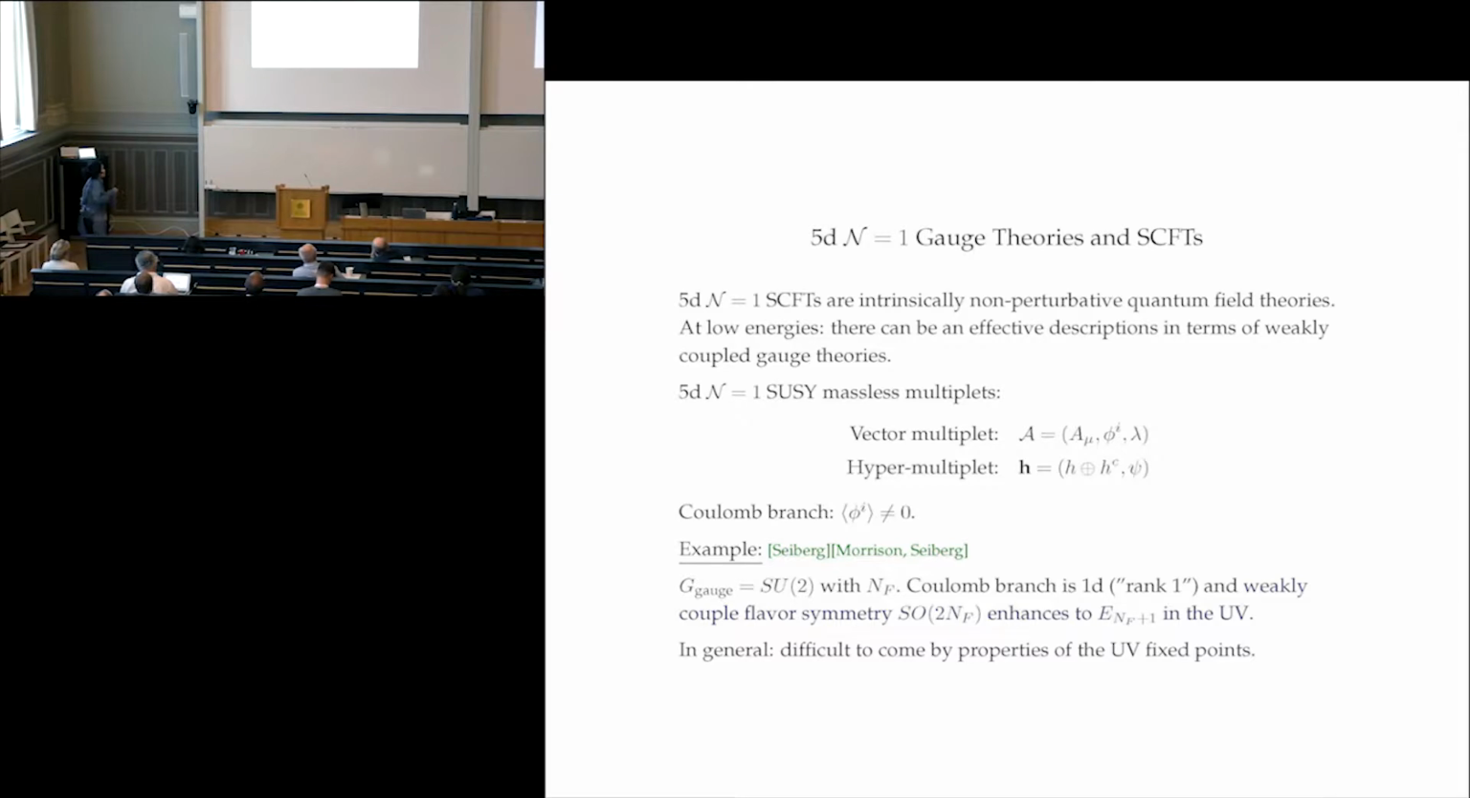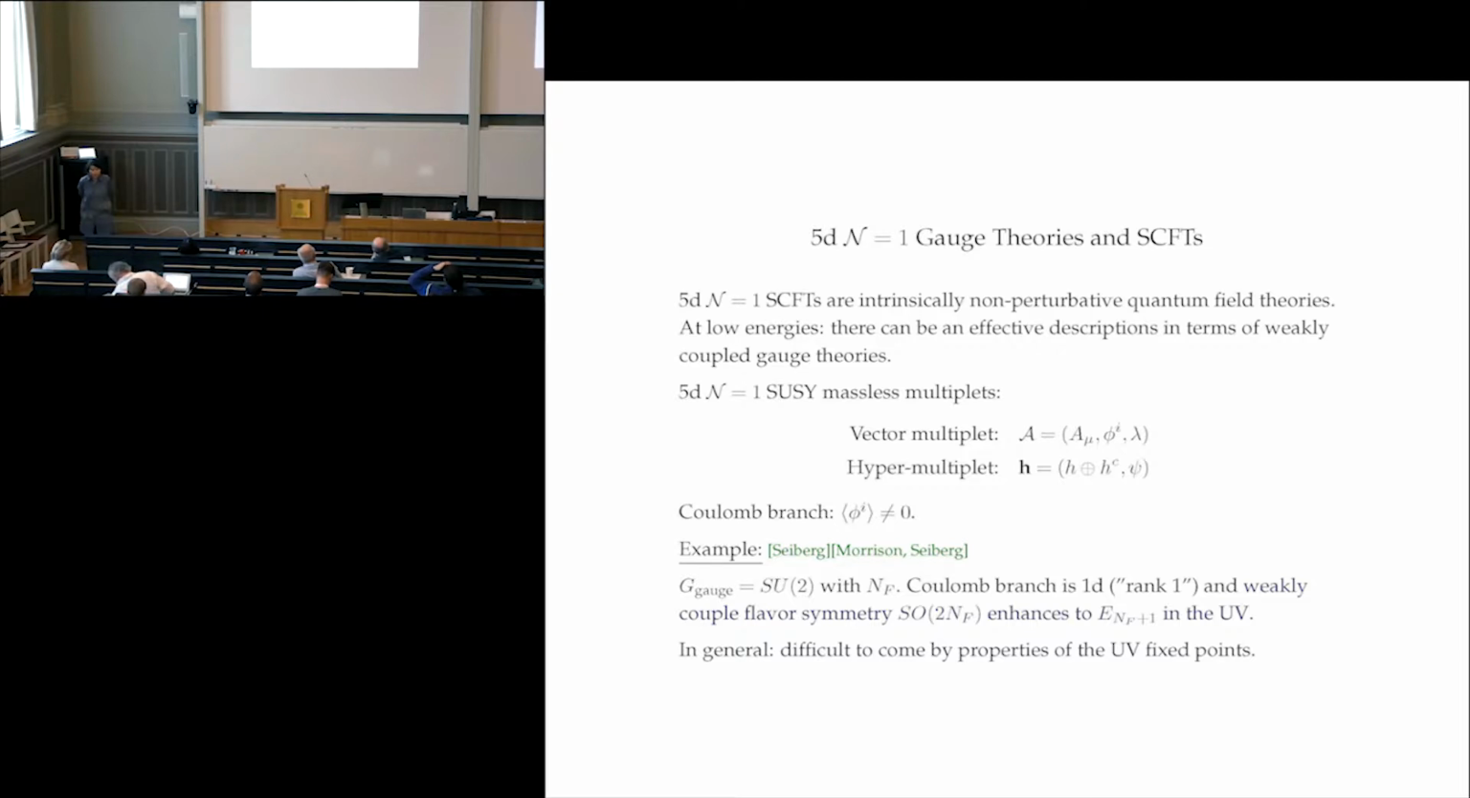In N=1 supersymmetry language, there are two important multiplets, the vector multiplet and the hypermultiplets, in some representation of the gauge group. And the parameter space that will be of interest for us is parameterized by vacuum expectation values of the scalar in this vector multiplet, and that parameterizes the Coulomb branch.